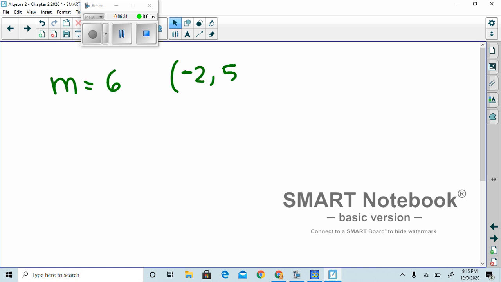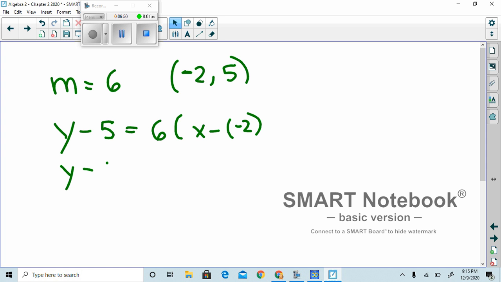Okay, this pen is acting up today. All right, so we have y minus 5 is equal to 6 times x minus a negative 2. The only thing I have to do here, and you don't even have to do this twice, but you could, is say subtracting a negative just becomes a positive. So if you ever see that one of your coordinates is negative, that's what you do.